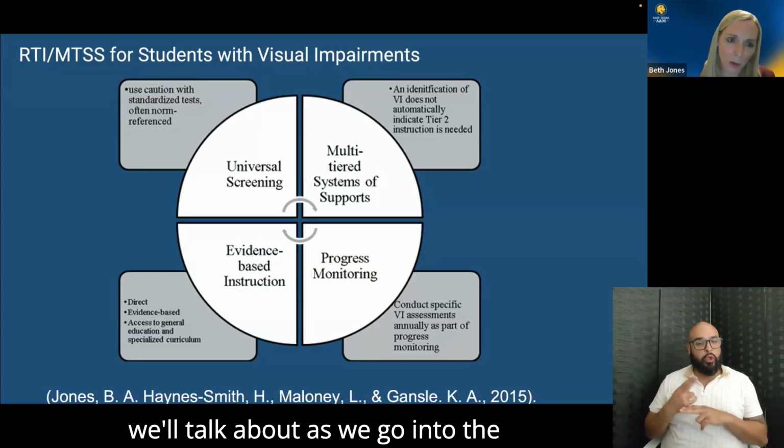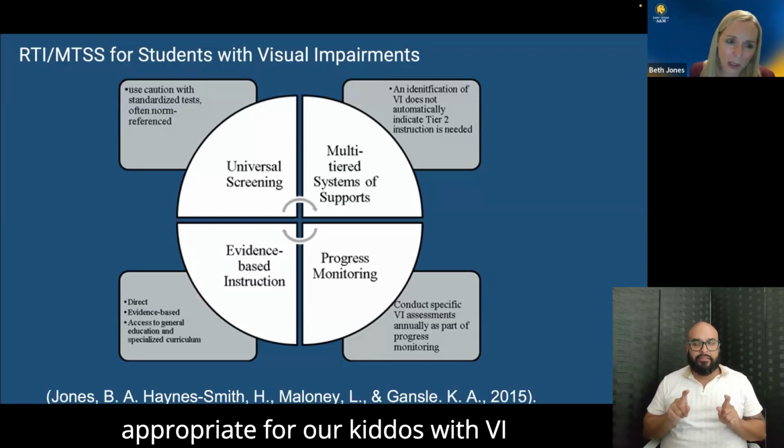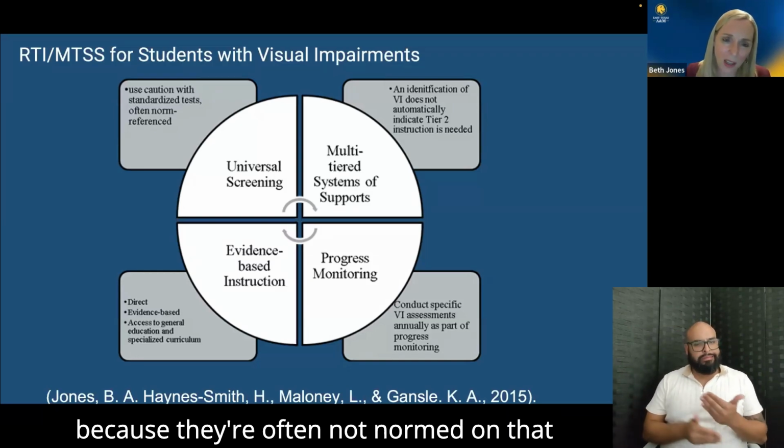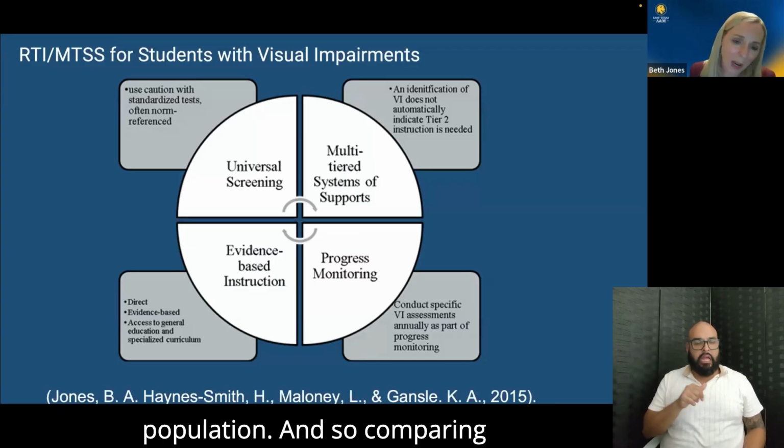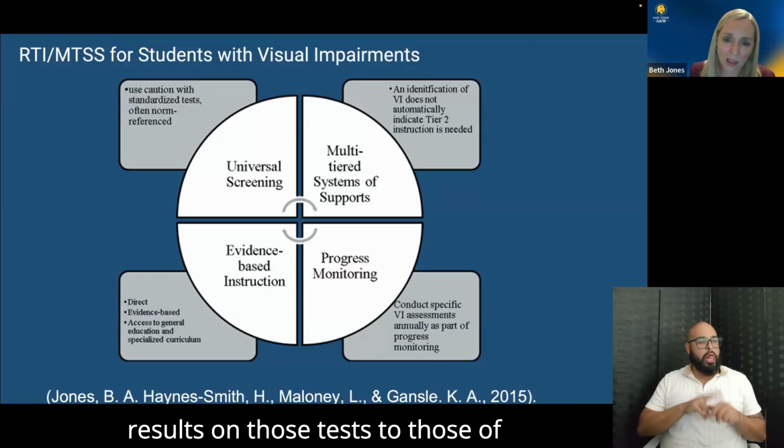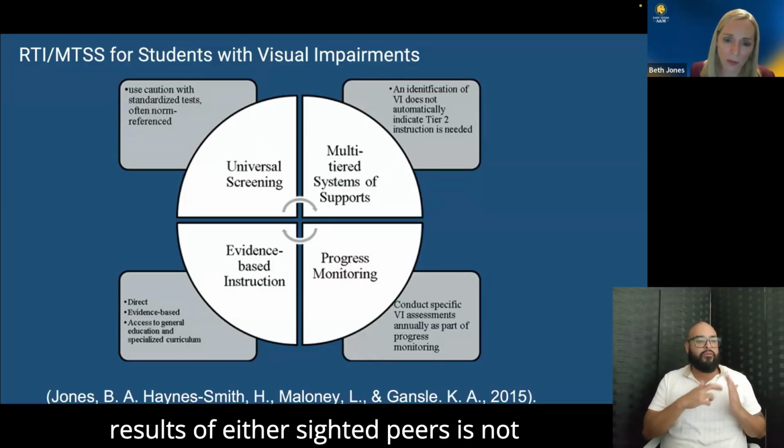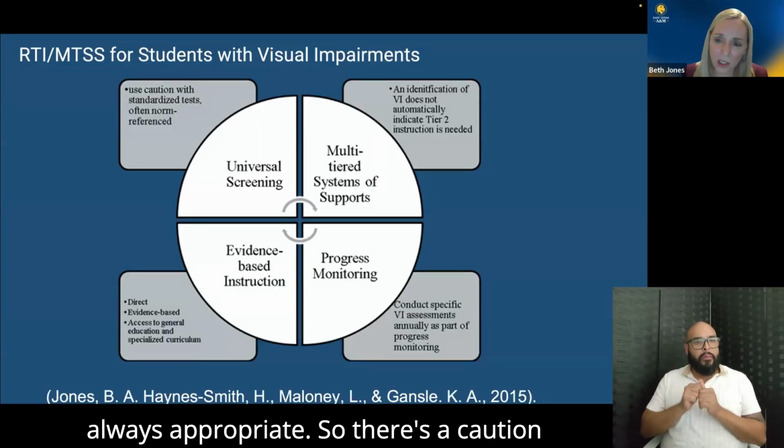And as we'll talk about as we go on in the presentation, that's not always appropriate for our kiddos with VI because they're often not normed on that population. And so comparing results on those tests to results of sighted peers is not always appropriate. So there's a caution with that.